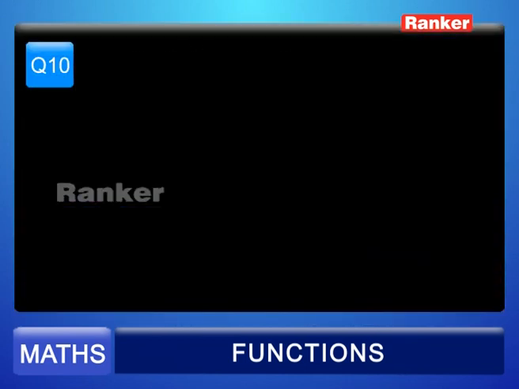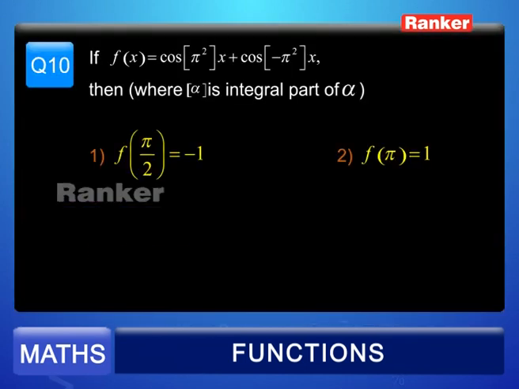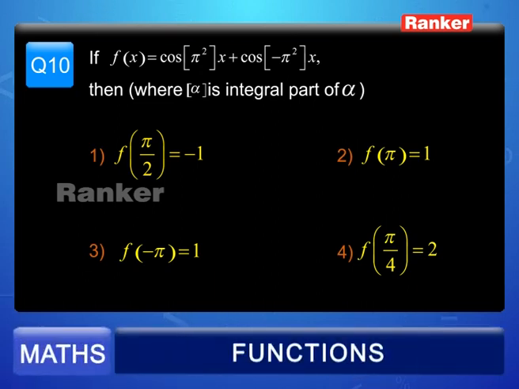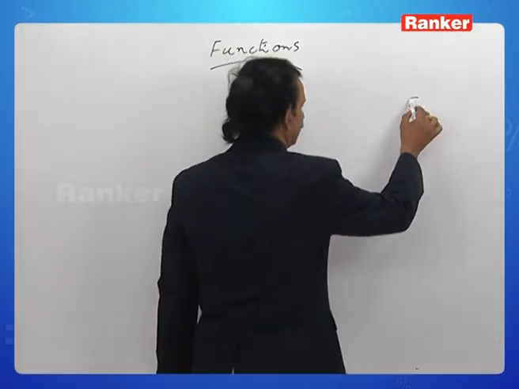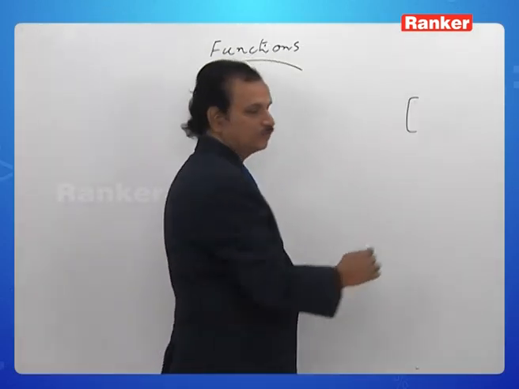The next question is f of x is equal to cos of integral part of pi square x plus cos of integral part of minus pi square into x. Then, which of the following is right? In the present function, integral part of this particular symbol has been given. What do you mean by this one?